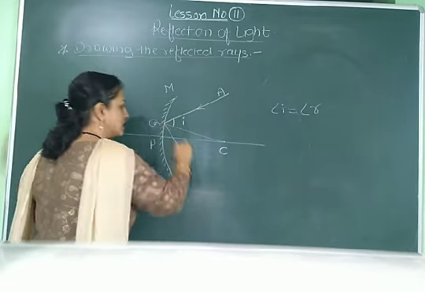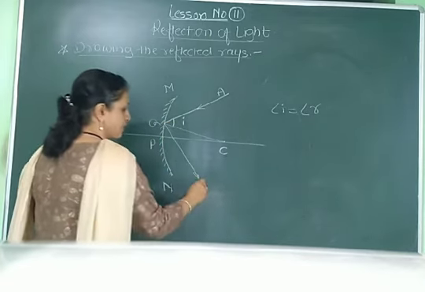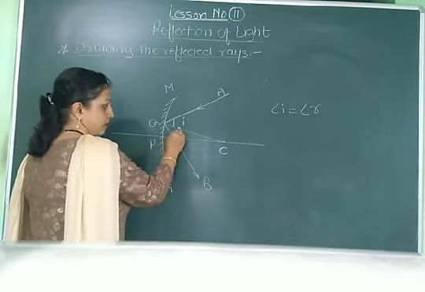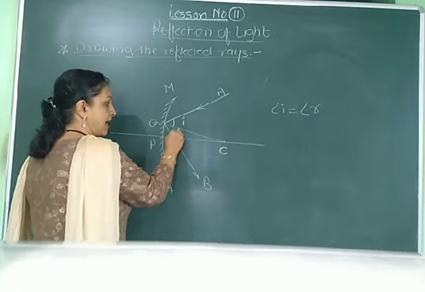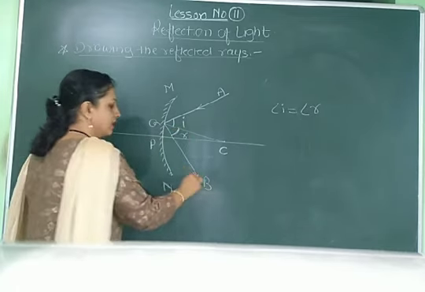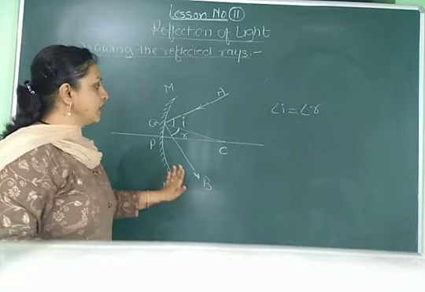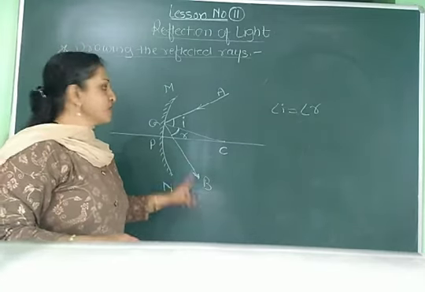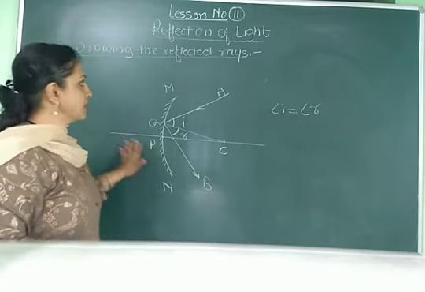So let us draw this reflected ray like this. Suppose this is QB, and in that case we have to consider that this angle of reflection and this angle of incidence should be equal. In this way we can determine the way along which the reflected ray will move, and the position of that reflected ray. So this is about the drawing of the reflected ray.